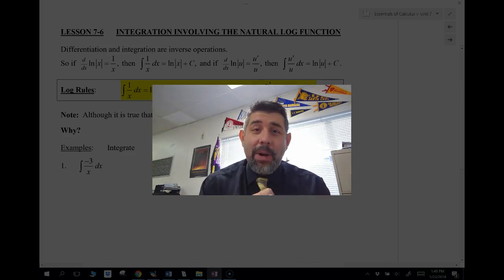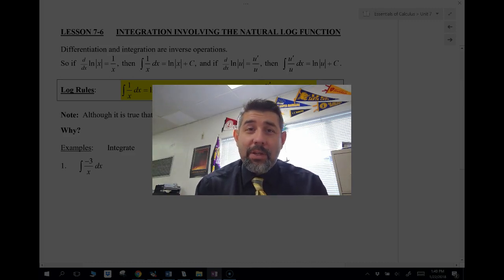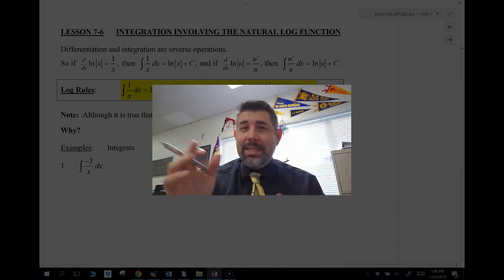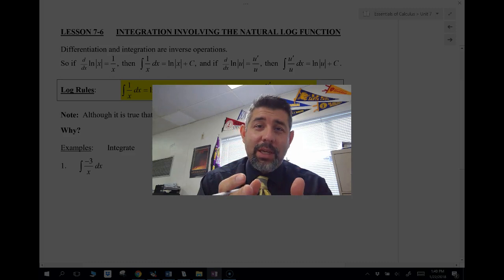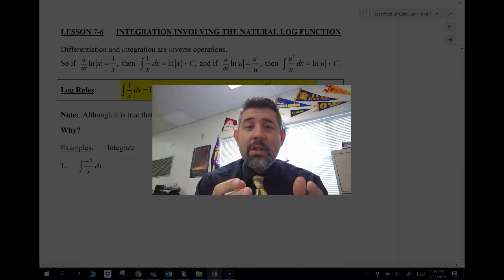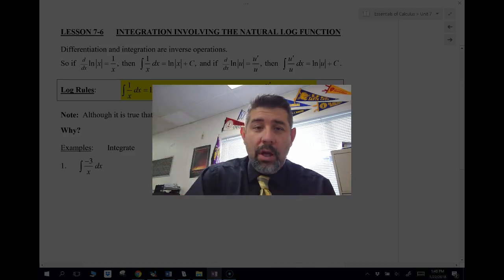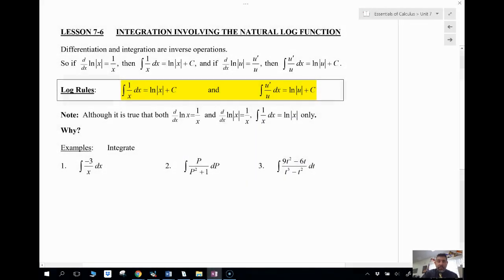Got to keep getting some help out there for calculus, statistics, algebra 2, algebra 1, math 1, math 2, whatever math you're in. This in particular is for calculus. Let's take a look. Today we are integrating logarithms. So let's take a look at some integration involving natural logs.